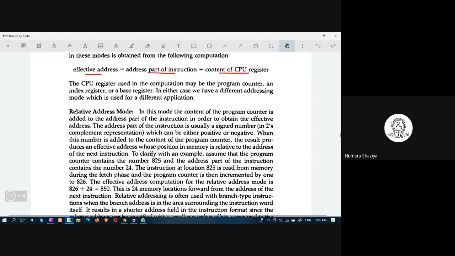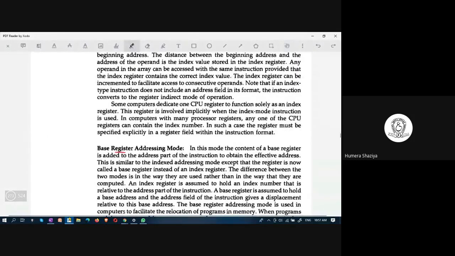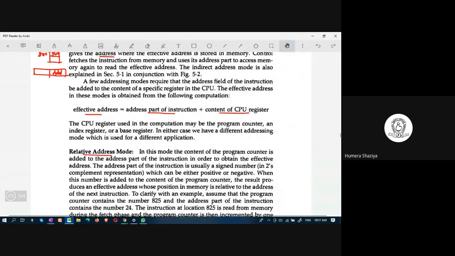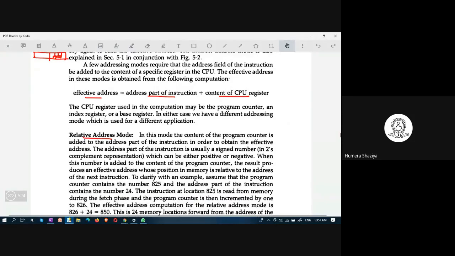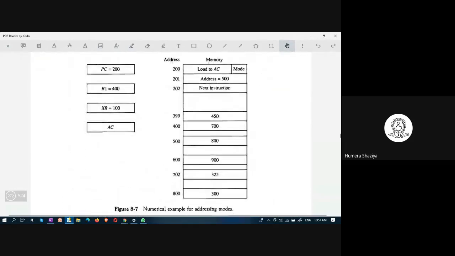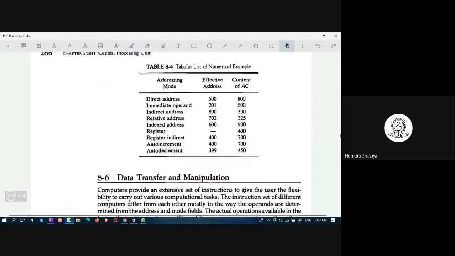Under this category you have relative address mode, indexed addressing mode, and base register addressing mode. These three operate on the concept of having the address part added with the content of the CPU register. How it is done? I think we should continue this tomorrow along with the numerical example. There is this example. We will look at this example for all the addressing modes that we discussed.